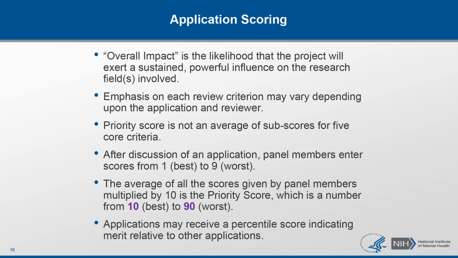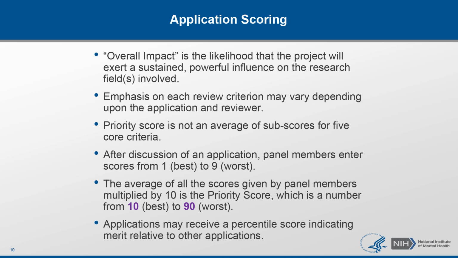Now, priority score is not simply an average of subscores for the 5 core criteria, so that's worth keeping in mind. So you may see 5 scores ranging from 1 to 9 for the core criteria, and it may seem that the overall impact score isn't the average of those, but it typically isn't. In fact, I would say most typically the overall impact paragraph tracks most closely with the approach and the significance.